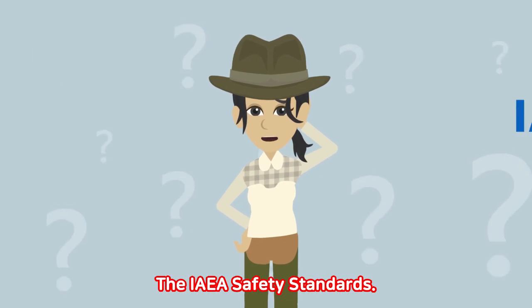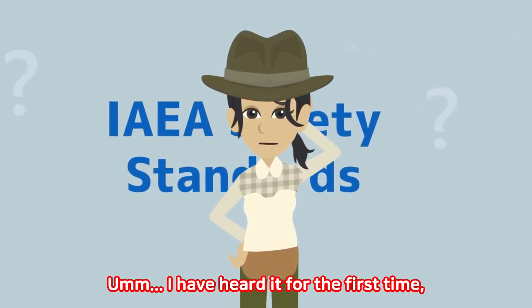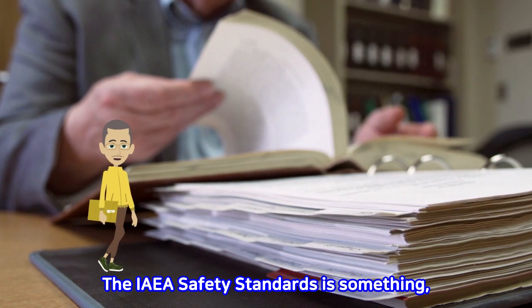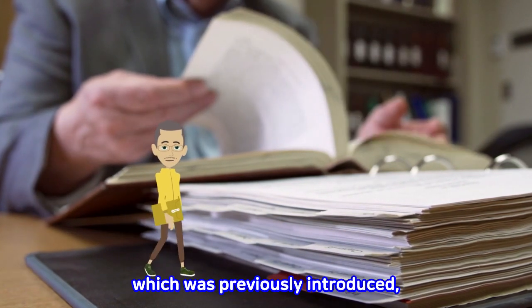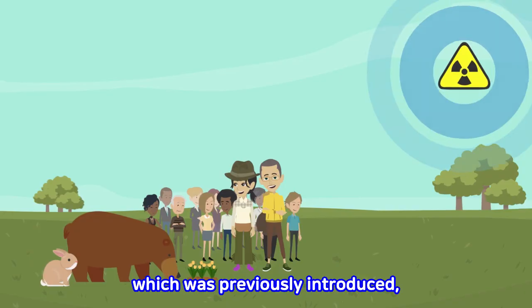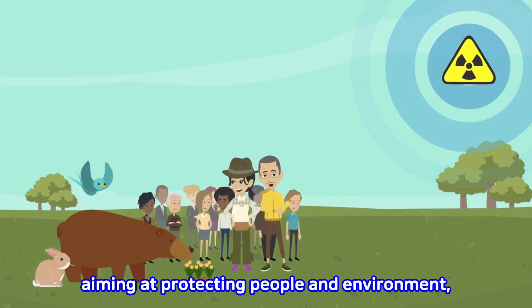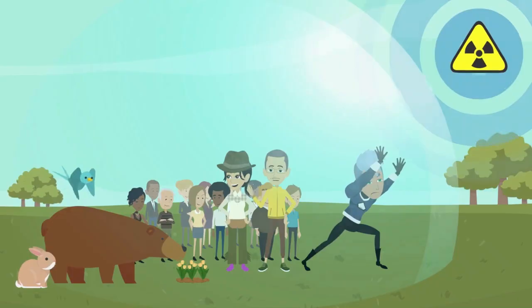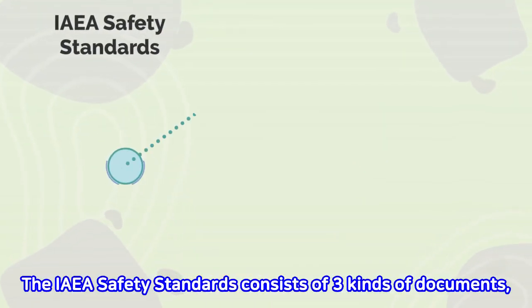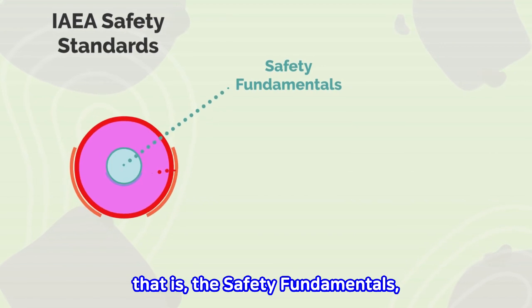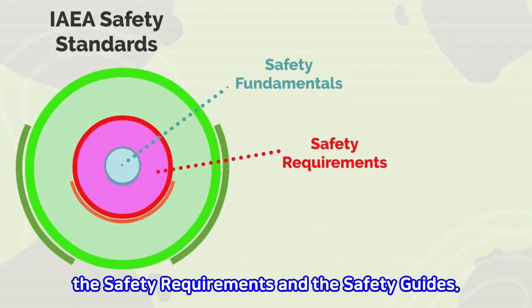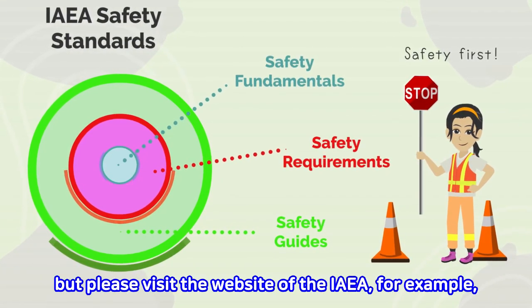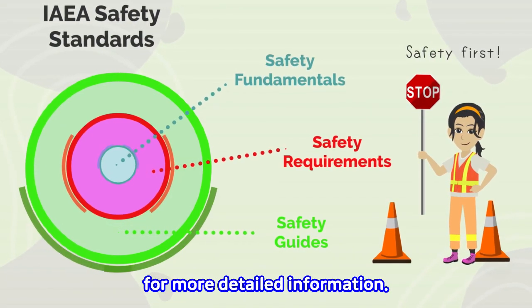The IAEA Safety Standards. I have heard it for the first time, but what on earth is that? The IAEA Safety Standards is something which is created based on the IAEA statute, which was previously introduced. And that is a set of documents aiming at protecting people and environment from harmful effects of ionizing radiation. The IAEA Safety Standards consists of three kinds of documents, that is, the safety fundamentals, the safety requirements, and the safety guides. In the following parts, each document will be briefly explained, but please visit the website of the IAEA, for example, for more detailed information.